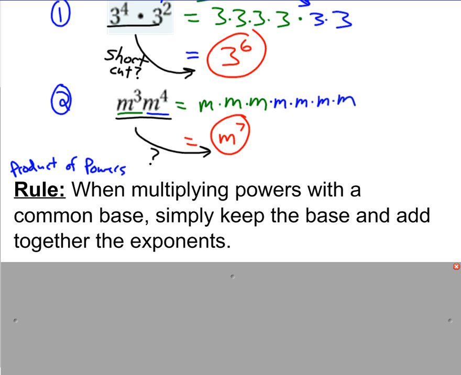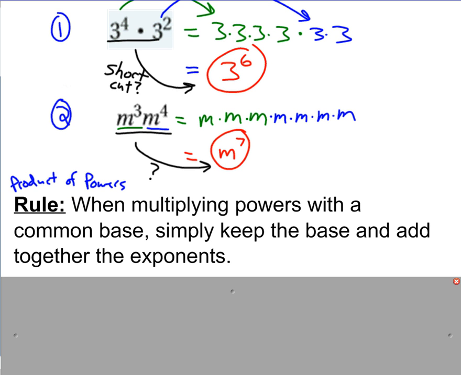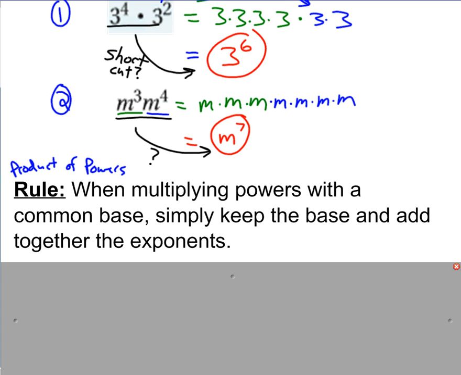When multiplying powers with a common base, so having the same base, simply keep the base, like we did in both examples, and add together the exponents. If you can remember this shortcut, that's awesome, because with 3 to the fourth power times 3 to the second power, you keep 3 as the base, and you add 4 and 2, and you get 6 as the new exponent. It worked the same for the m's. Keep the base, and 3 plus 4 is 7. There's your new exponent. So that is the product of powers rule. And that's all I'm going to give you for the product of powers rule, other than this extra little thought question here.